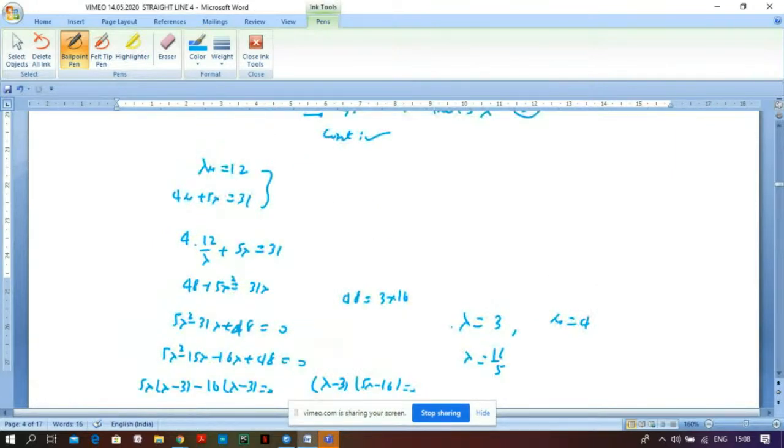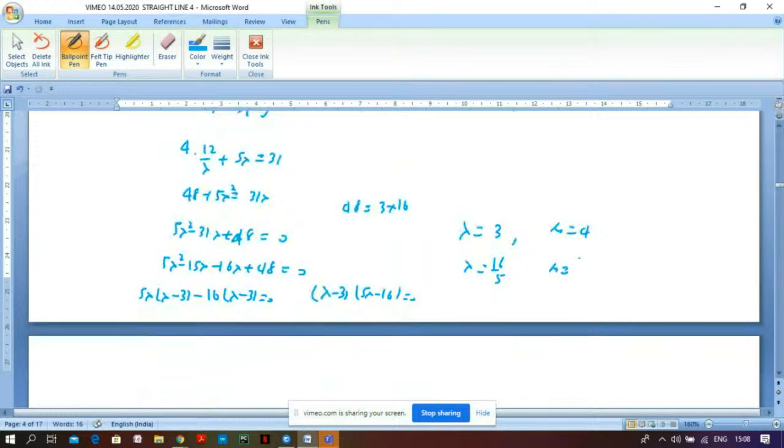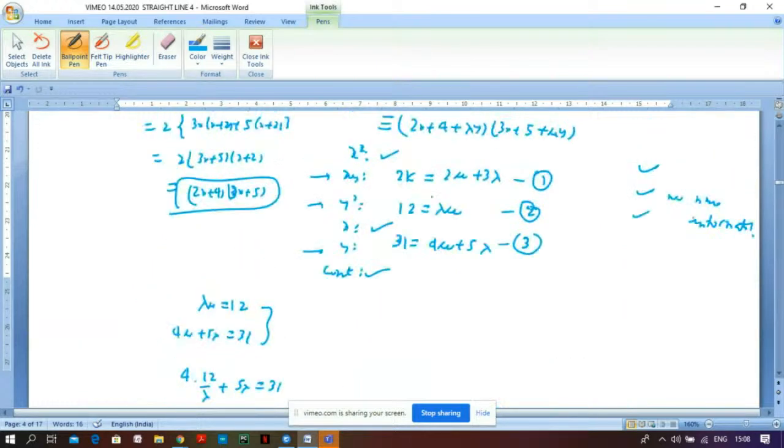And when lambda is 16 over 5, then mu becomes, because the product is 12, 12 over 16 over 5. So 12 into 5 over 16, that gives me 4, 3, 12 and 4, 4. So that gives you 15 over 4. So you get the lambda, mu ordered pair. And now I want to find the value of k. Now that's an easy job.